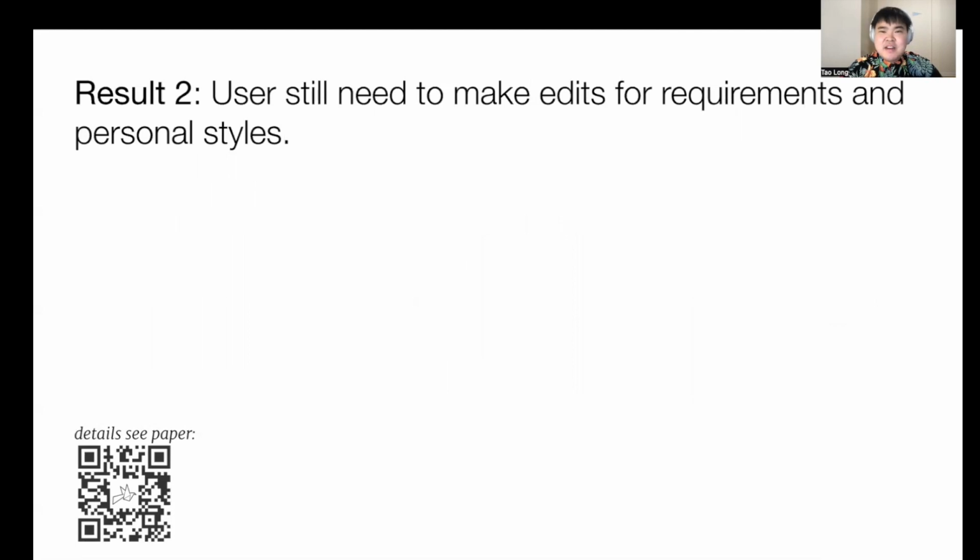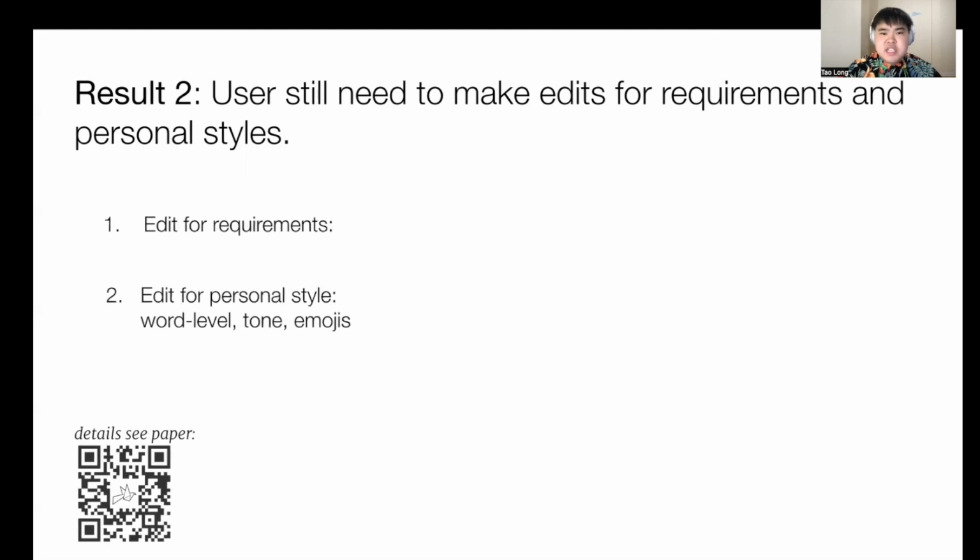Then the second result we found in the user study is that users actually make a lot of edits throughout the interactions. Similar to the reason why we design a co-creation system, these interactions need human inputs and evaluations. Thus, we also wanted to see when and why people started making edits. Then we find two patterns. The first one is users' edits for the three hook requirements: jargon-free, specific examples, and intriguing questions. And the second one is more interesting. It's users' edits for personal styles.